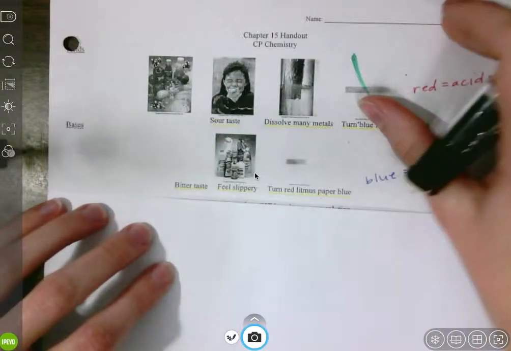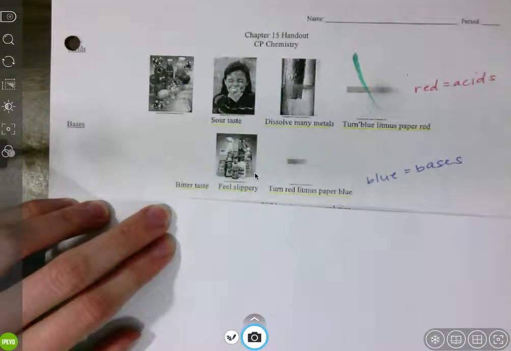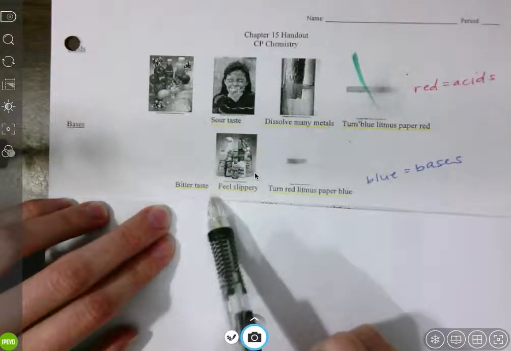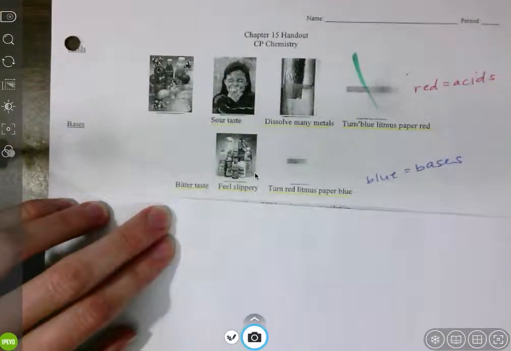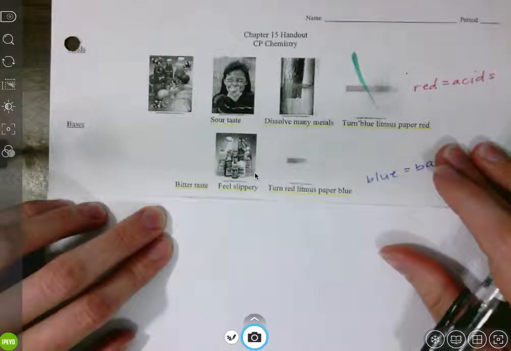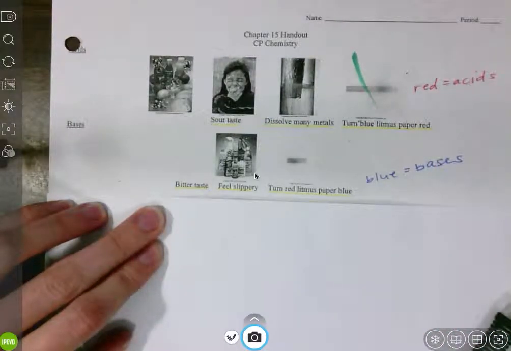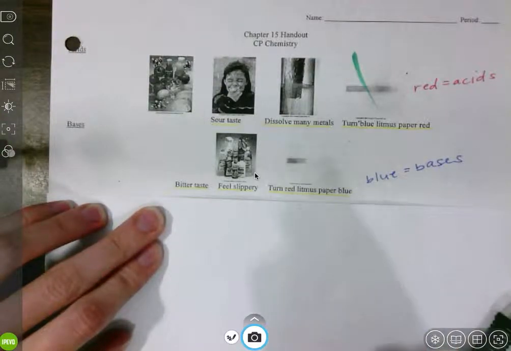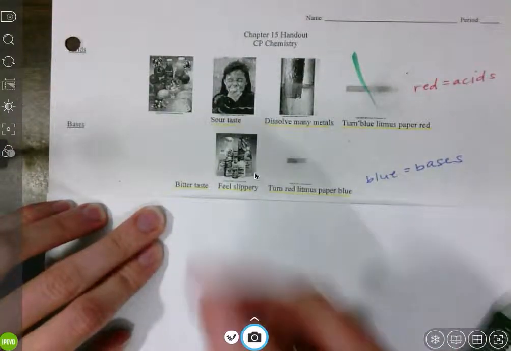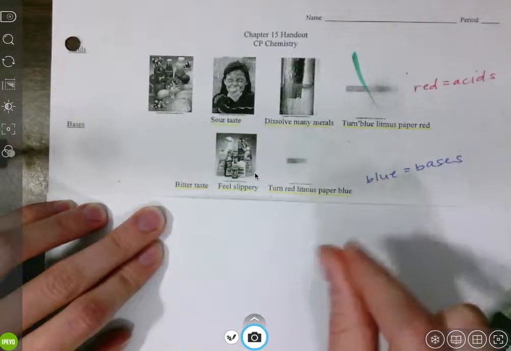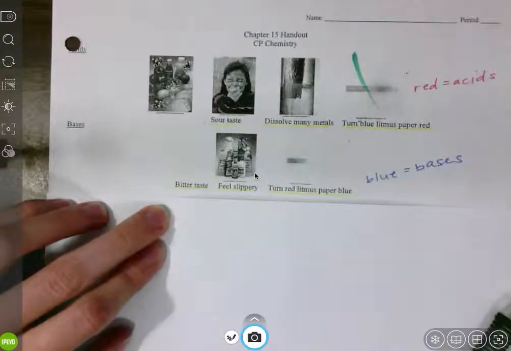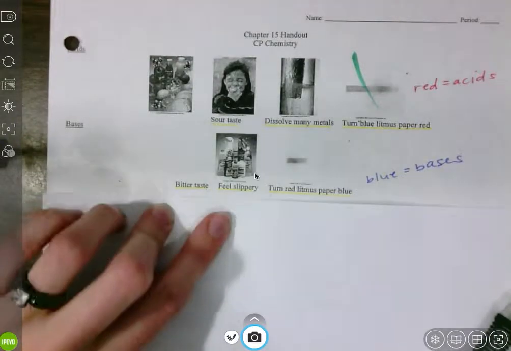All right, for our bases. Bases taste bitter. For example, caffeine. Caffeine is a base that typically tastes bitter, and so we put lots of sugar in our drinks and things. Bases feel slippery. That is because bases, we see them in our soaps. So bases break down the oils on your skin or anywhere. And so basically, if they're feeling slippery, that's the oils in between your fingers that are sliding around on top of each other. So that's why they feel slippery.